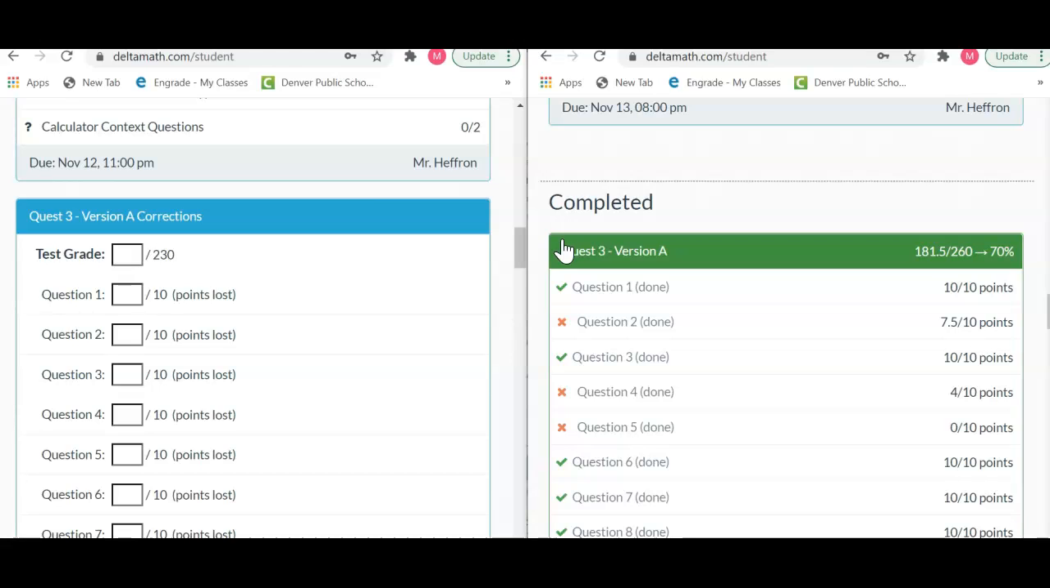For me, I had version A. Everybody has a different version. So question 1 I got right, 10 out of 10. So that means I lost 0 points.